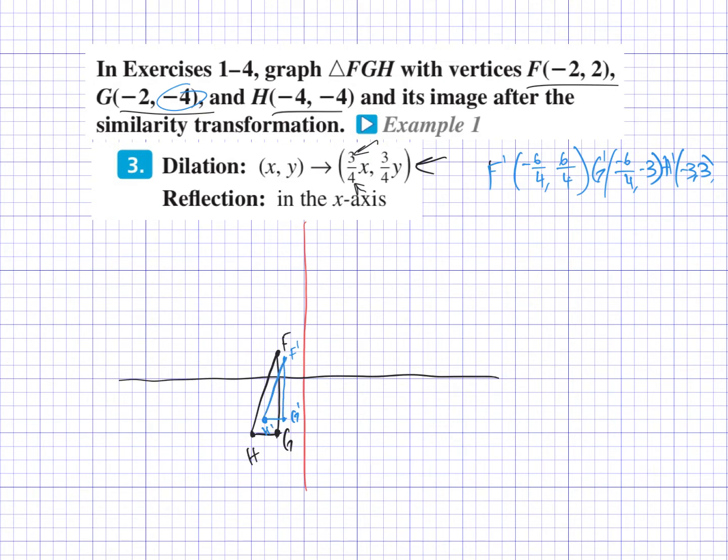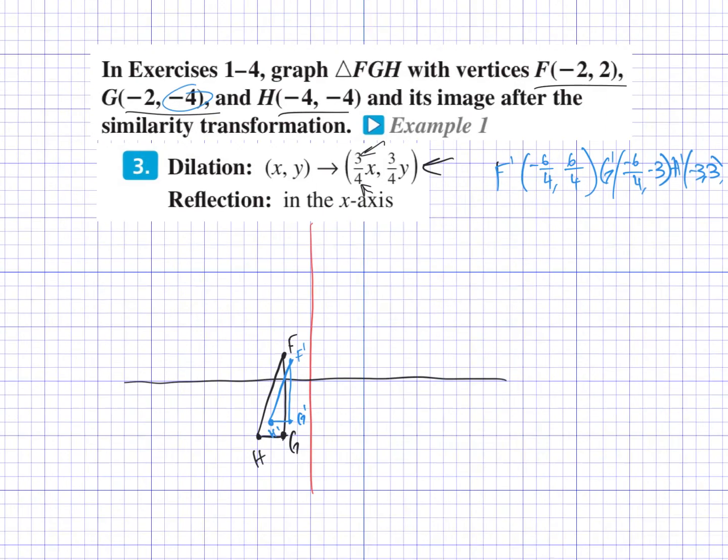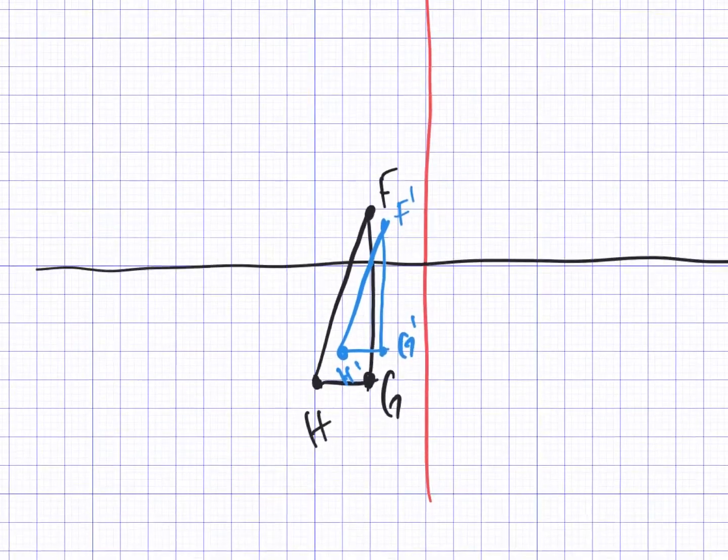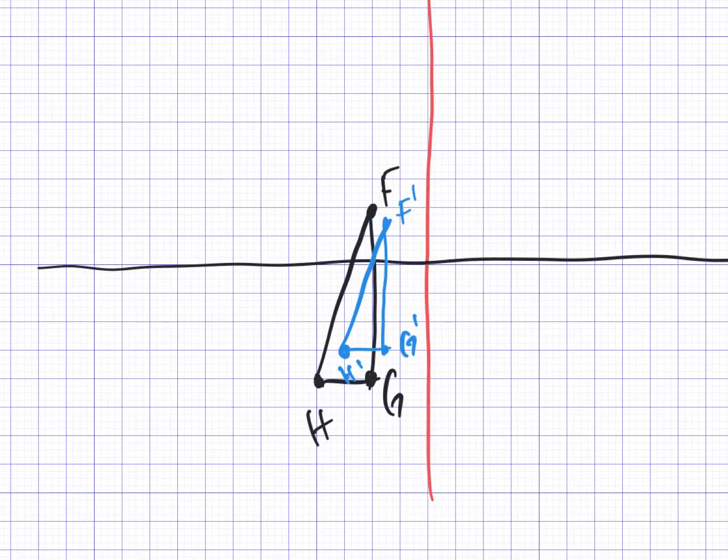Okay, and now we're reflecting in the x-axis. Ugh, this is tough. I'm going to blow this up and reflect. So this will be in red. F prime, reflecting in the x-axis. So yeah, F double prime will be there. G double prime is 3 units on the other side. Okay. Let's make this thick. Okay, and H double prime is 3 units on the other side. 1, 2, 3.